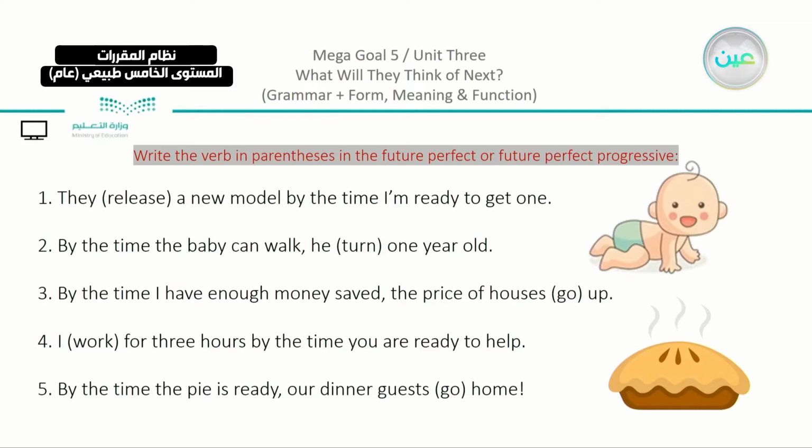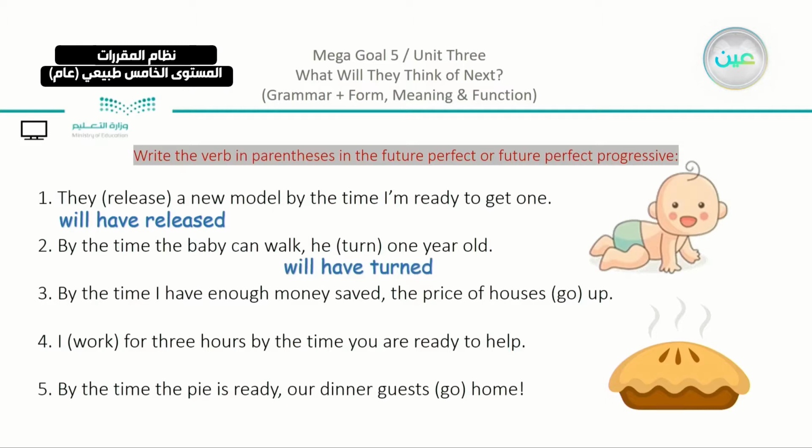There is no time mentioned, which means that I will use the future perfect simple, using future will, perfect have, and the simple, which means that I have the past participle. So I have here the sentence, they will have released. The second one, by the time the baby can walk, he turned 1 year old. Also action. So here, he will have turned, the past participle.